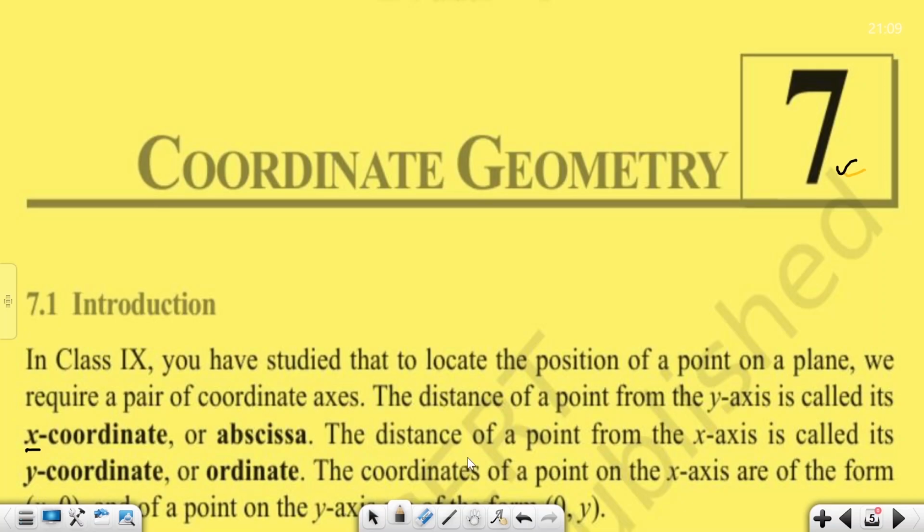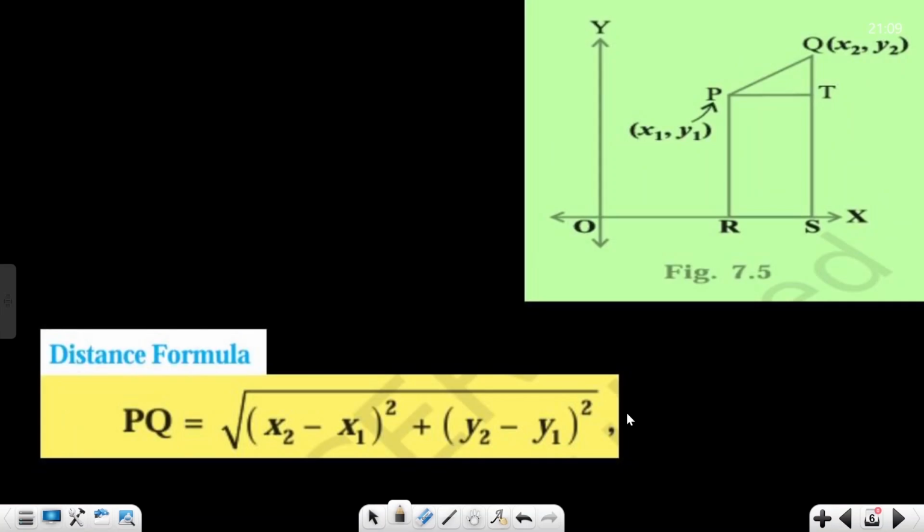And in the x-axis, all points are denoted in what kind of form? On the x-axis we denote x comma 0, because on the x-axis only x values lie, where y is 0. And on the y-axis, the y value varies and the x value is 0. So let's start. Look at here.